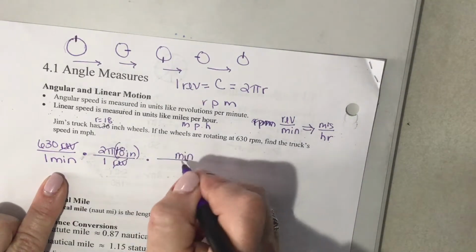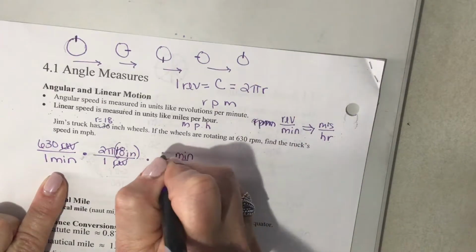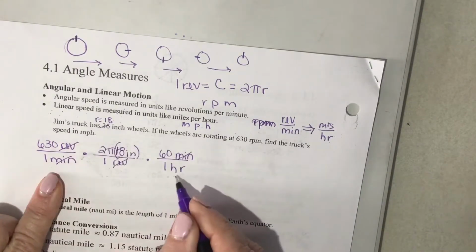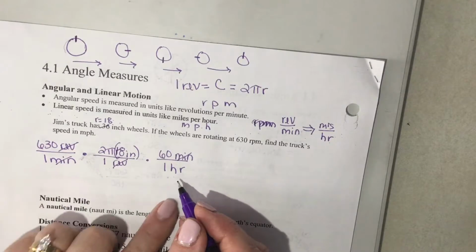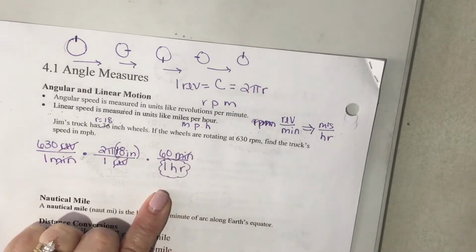And I want to end up in hours. Can I do a conversion from minutes to hours? Yes. How many minutes to 1 hour? Well, look there. My minutes canceled and I'm left with hours. Do I want hours in my final result? I do. So that's going to stay put. I'm not going to touch that.